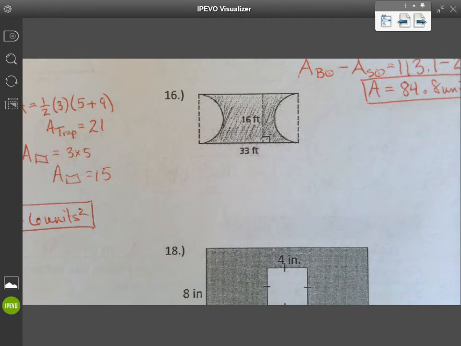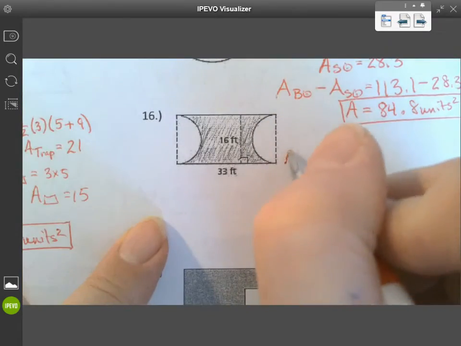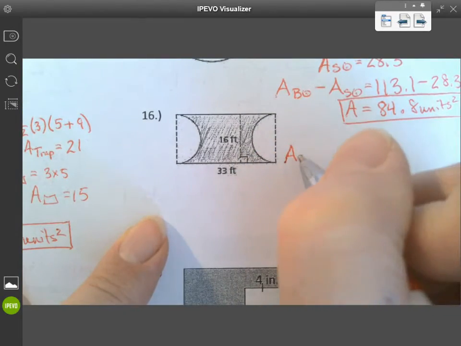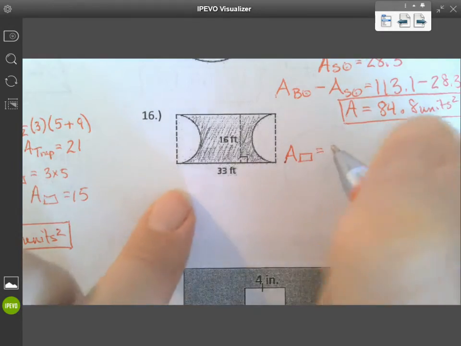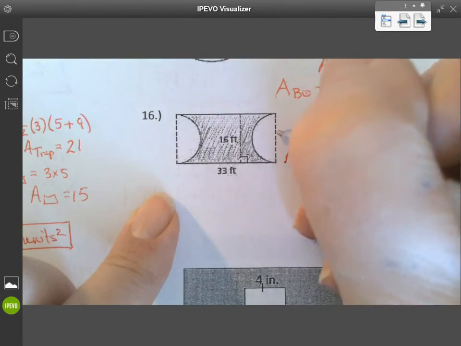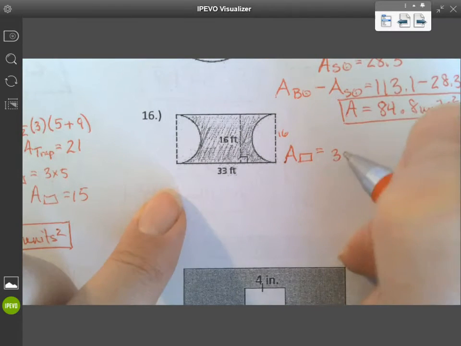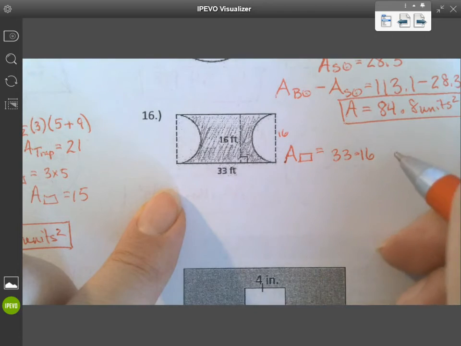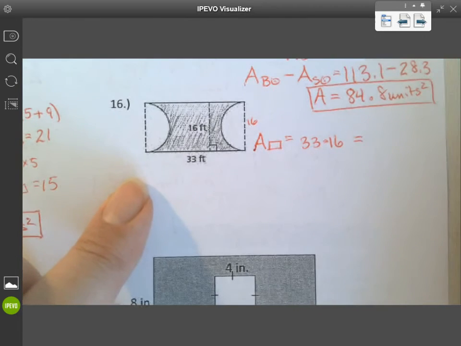Okay, so first, I'm going to take away on this one. So let's find the area of the full rectangle. And that would be 33. And even though this is in the middle, that's the height of the rectangle. That's 16. So 33 times 16. All right, so what do we get for that area of the rectangle? 528. Okay.